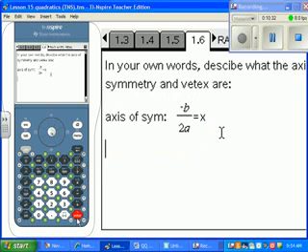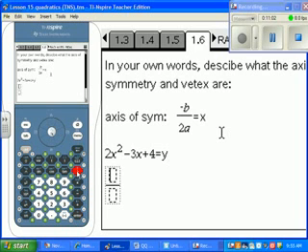Good. So let's say, we'll do this right now. Let's say I have the equation 2x squared minus 3x plus 4. There's my quadratic, equals y. Okay? I wanted to find its axis of symmetry. How am I going to determine a and b? What's a going to be? 2. What's b? 3. Okay, so put in a fraction template.